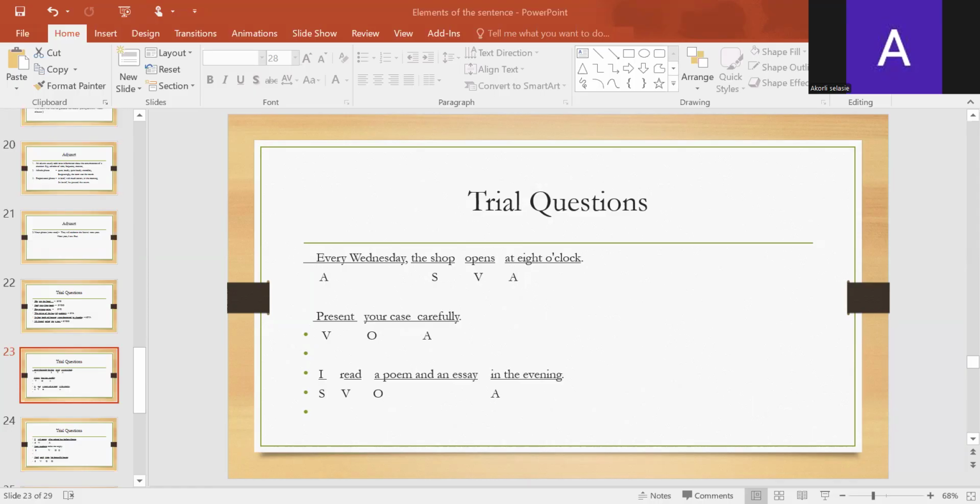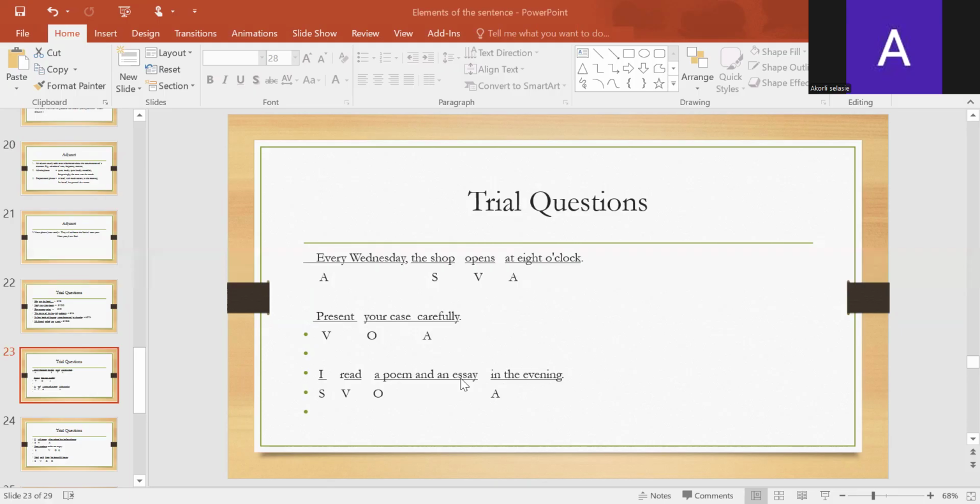Let's look at this. Present your case carefully. Present is a verb. Your case is an object. Carefully, adjunct. Remember, all the words which end in ly are adverbs: carefully, tightly, slowly. Now, I read a poem and an essay in the evening. Even though we have two things here, a poem and an essay, they both constitute one object.